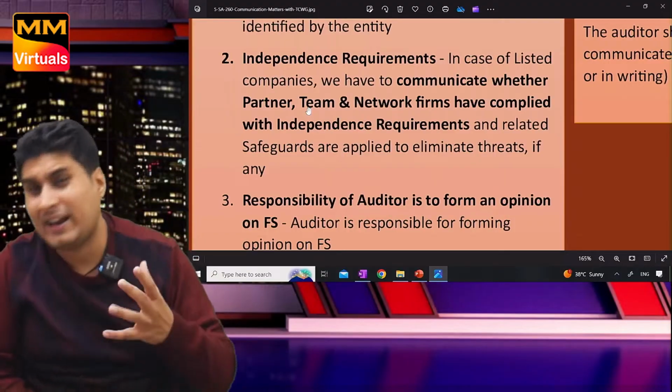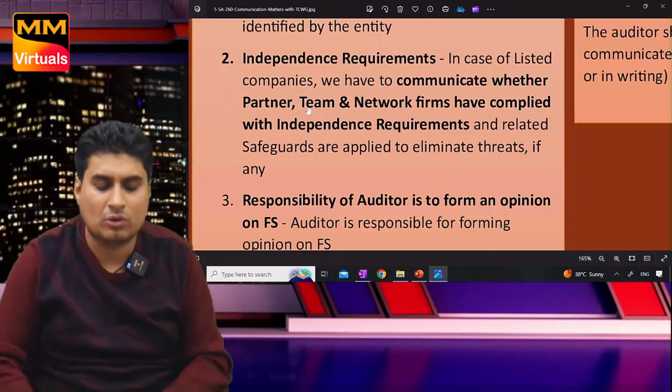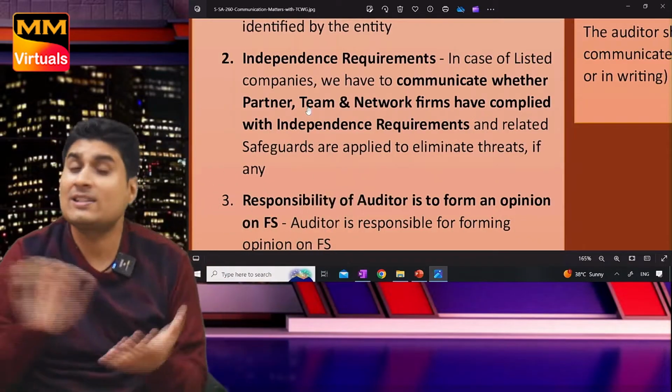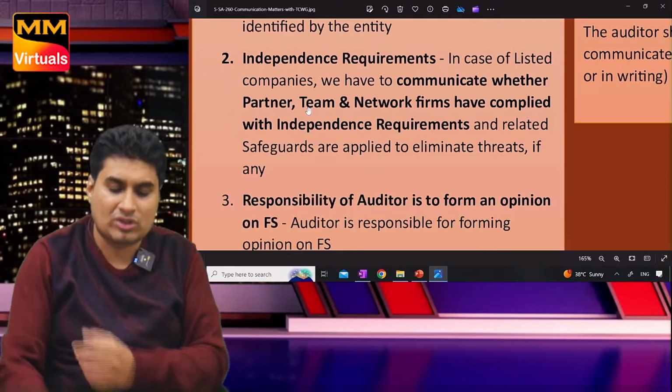If there is any threat, if anyone had shares of company, we have sold the shares. Okay, if any threat exists, we have safeguards to eliminate them. This thing should be in writing. Independence requirement you need to give in writing to those charged with governance.